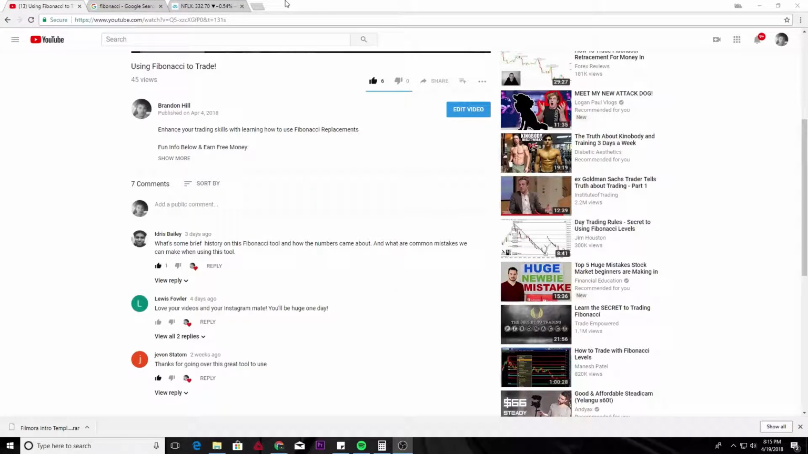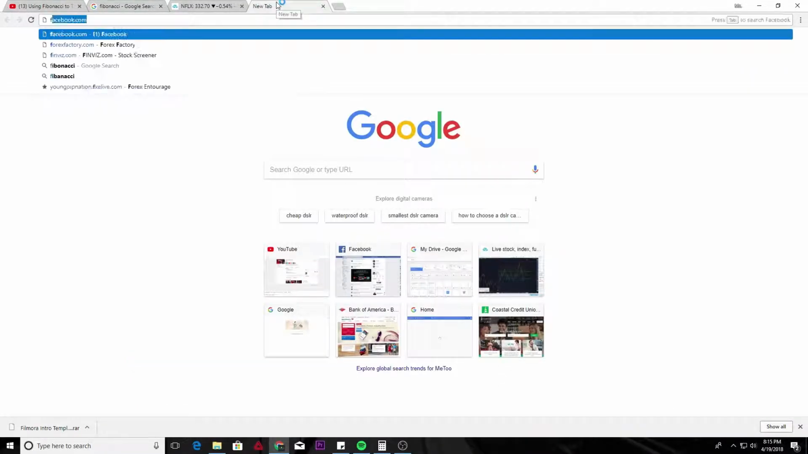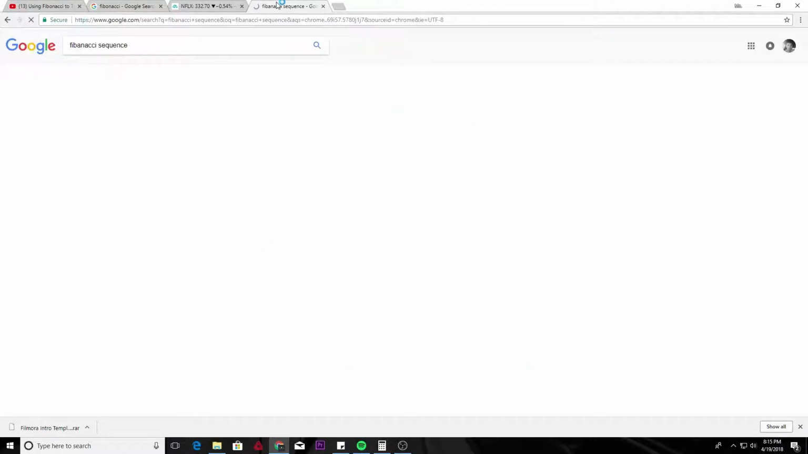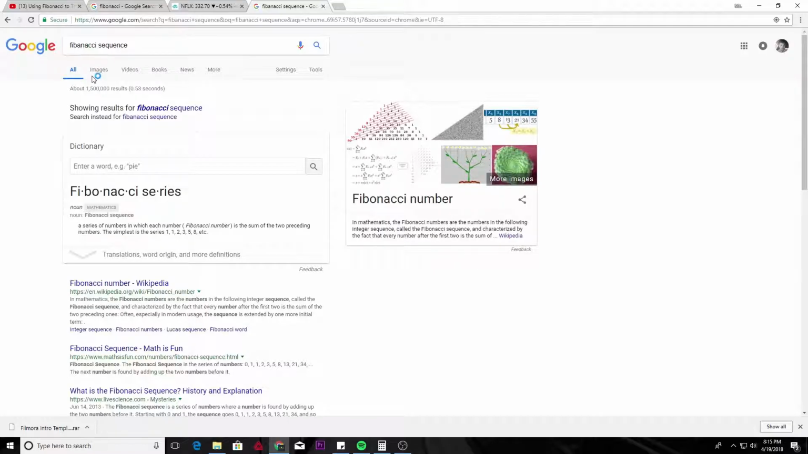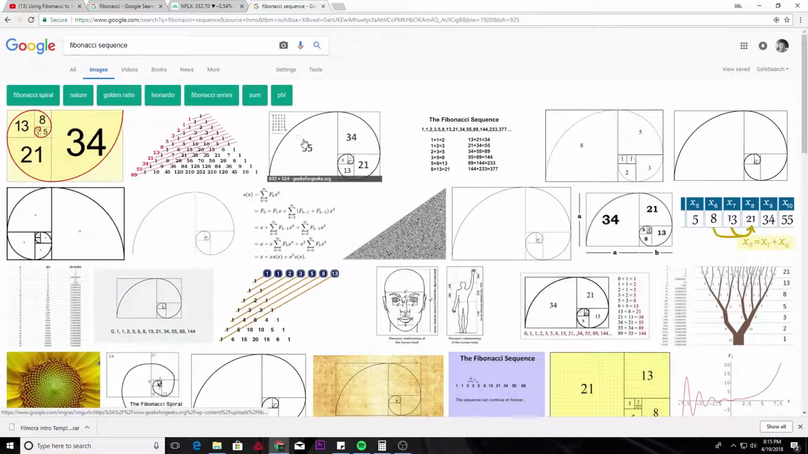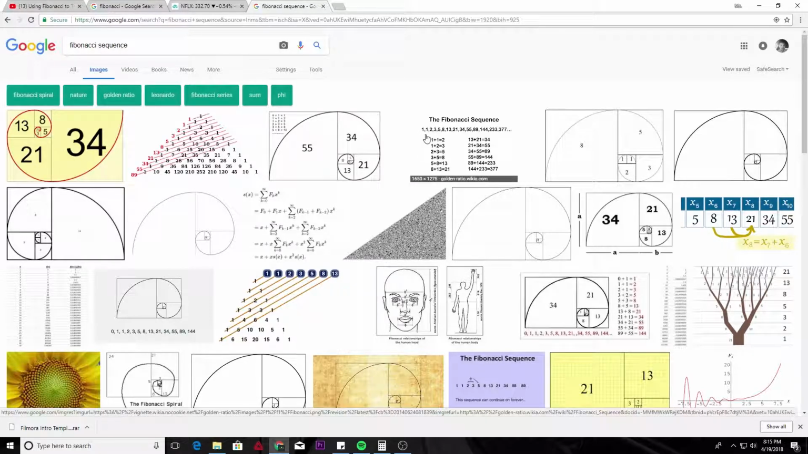So if you ever look at the Fibonacci sequence, this is the Fibonacci sequence. It starts from 1, right? Then it goes 1 plus 1 equals 2, 2 plus 1 equals 3, 3 plus 2 equals 5, and so on. So that's how you get the numbers in the sequence.